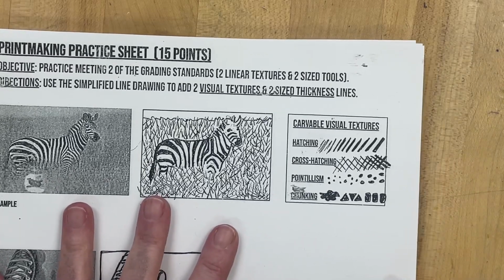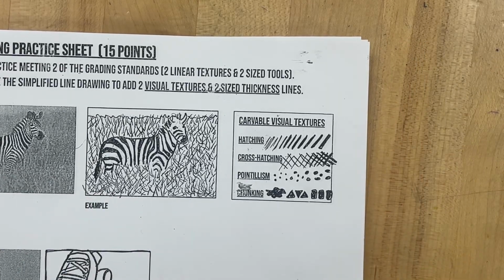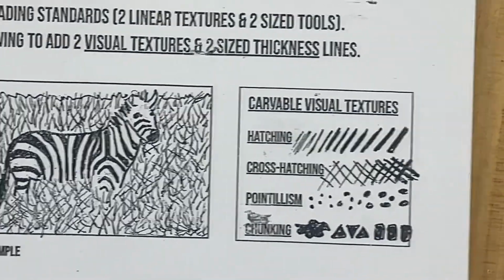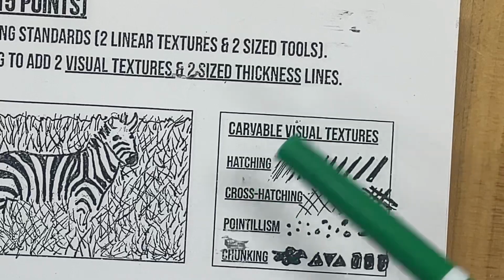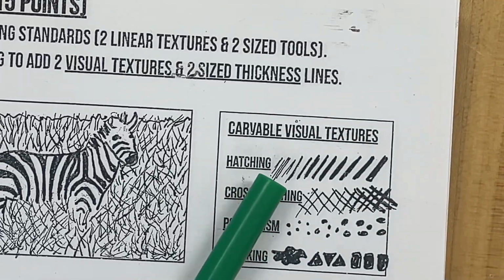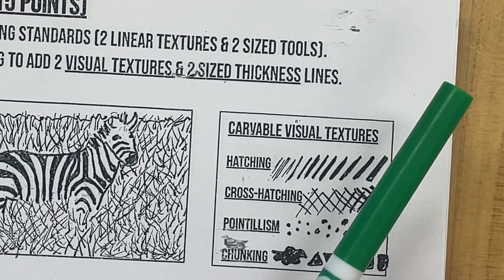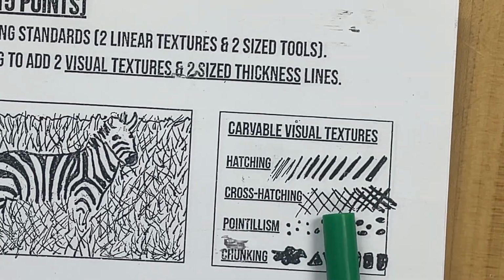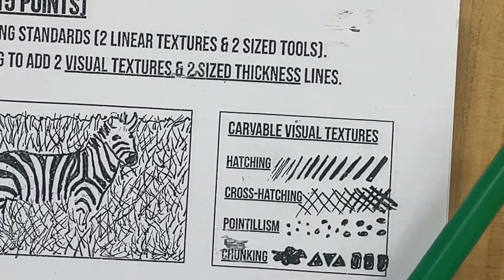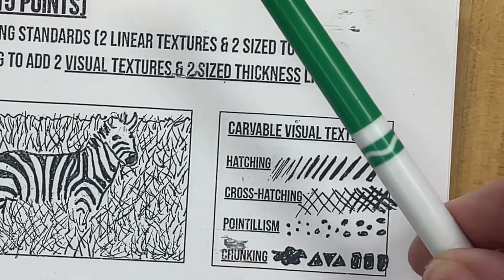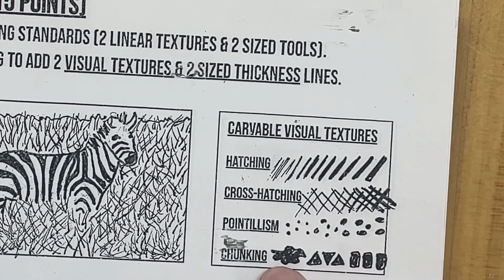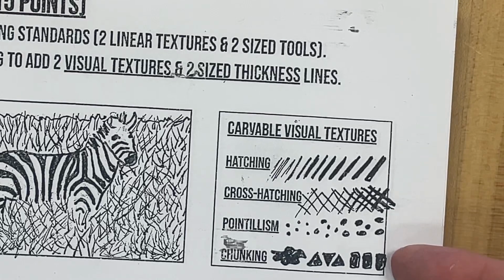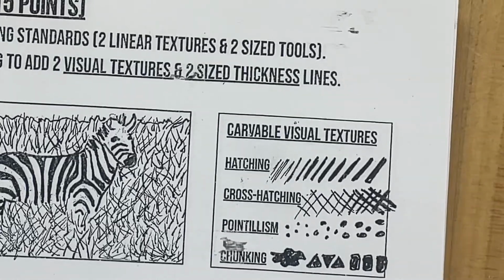Okay, so first let's look at some examples of carvable visual textures. We can do something called hatching with our tool. Hatching is just going one direction with our tool. We'd be like cut, cut, cut, cut, okay? We could do something like cross-hatching, where we cut in one direction and then we cut in another direction. We could do pointillism with the skinny tool or the knife, and I'll show you how to do that. Or you could take chunks out. These are just some textures that we can do. If you can think of another one, that's great.